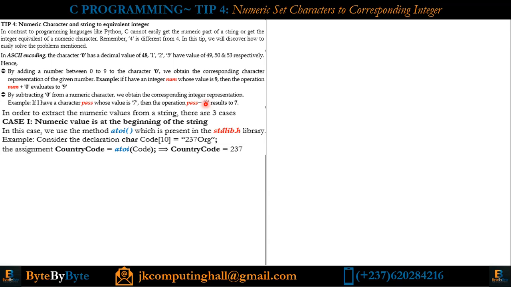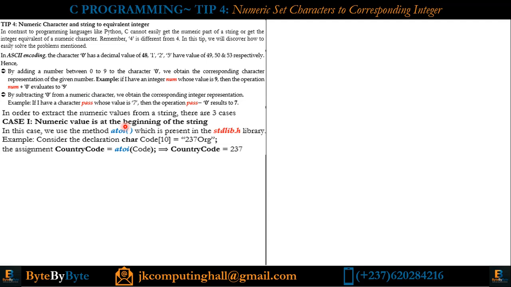So now, in order to extract the numeric values from a string, there are three cases. Case 1, numeric value is at the beginning of the string. In this case, we use the method atoi, which is present in the stdlib.h library. Example, consider the declaration char code[10] equal to 237org. The assignment country code is equal to atoi(code) implies country code will be equal to 237. Take note that in this case we are using the atoi. And this one is suitable because there are some strings whereby the validation rule stipulates that the integer must always be at the beginning of the string. In such a case, atoi is the best method to use.